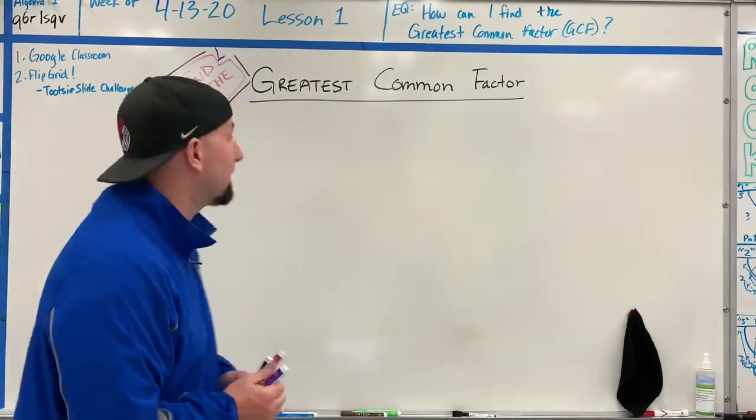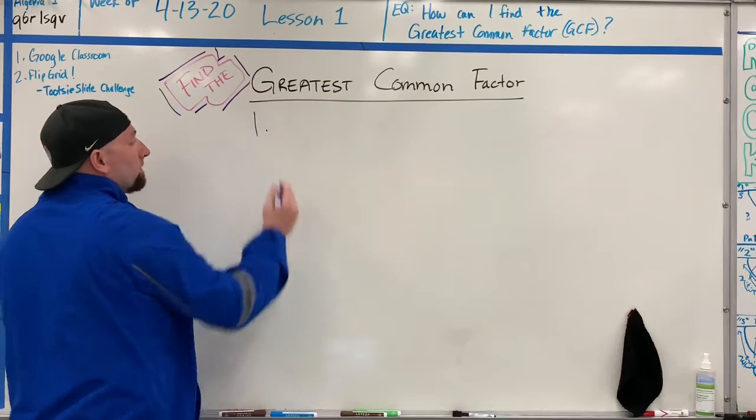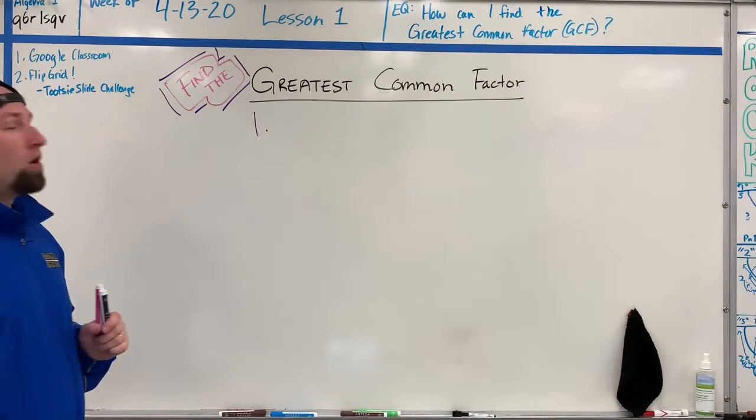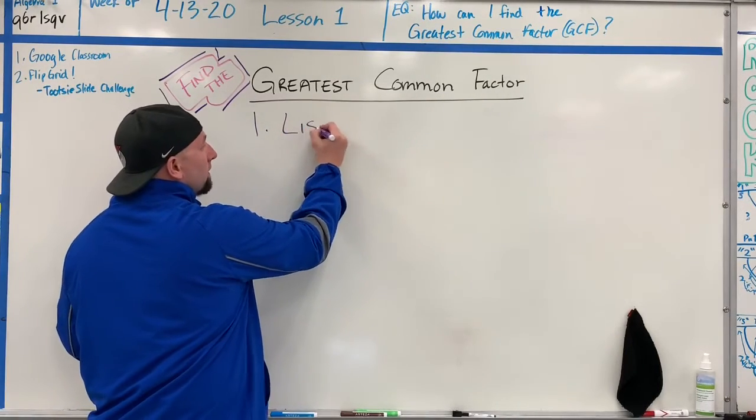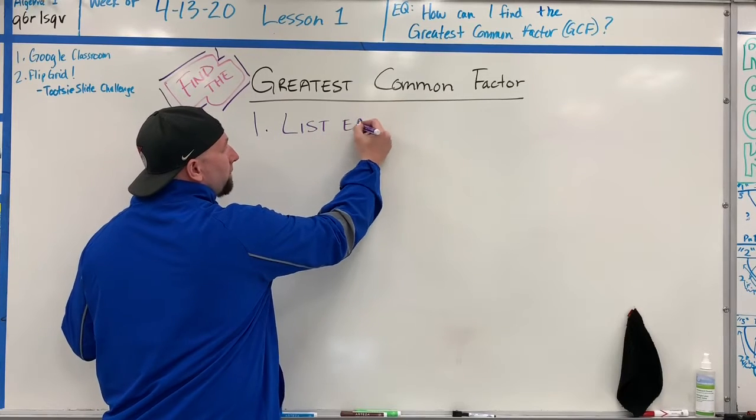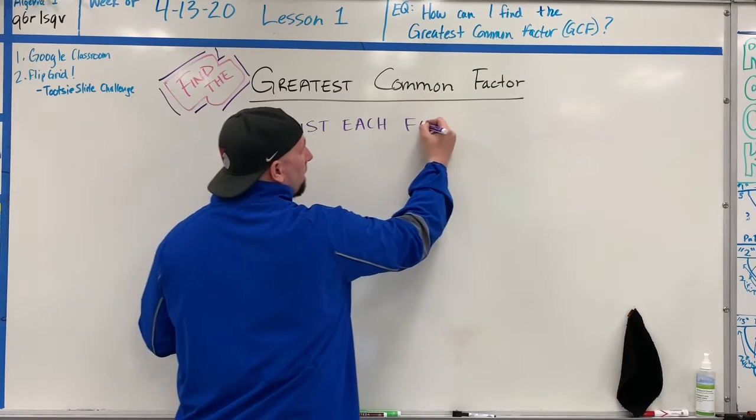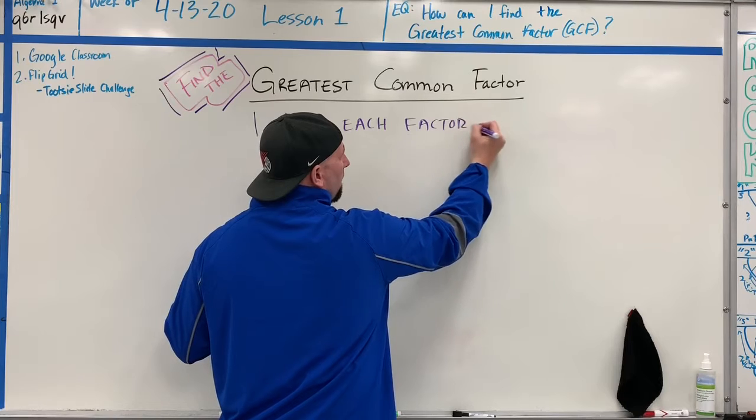So how do we find the greatest common factor? I'm going to write a list out for you. Number 1, we want to list each factor for each number.